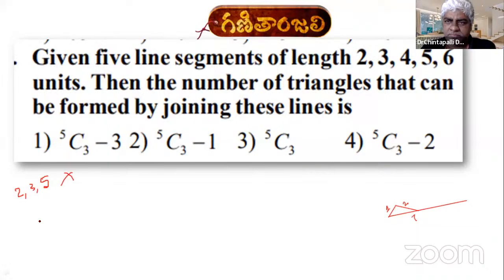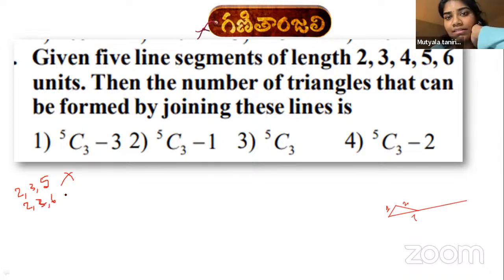Next, 2, 3, 6. Sir, 2, 3, 6 is not possible. The longest length is 6. 2 plus 3 is 5. It must be greater than the third side.